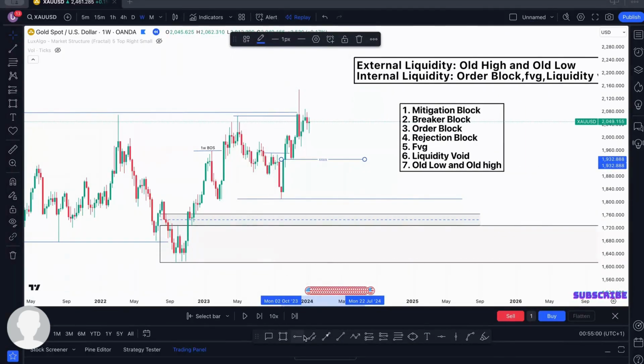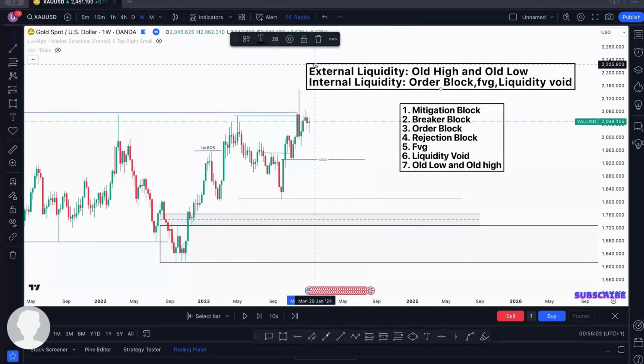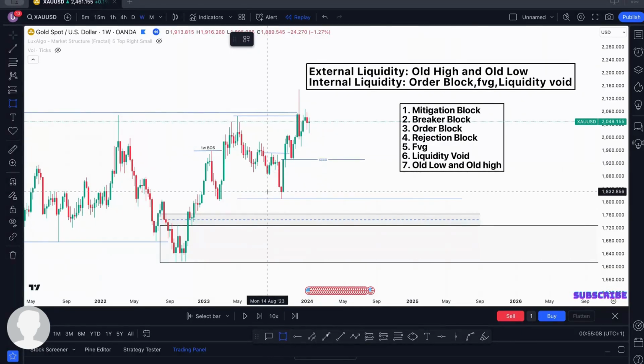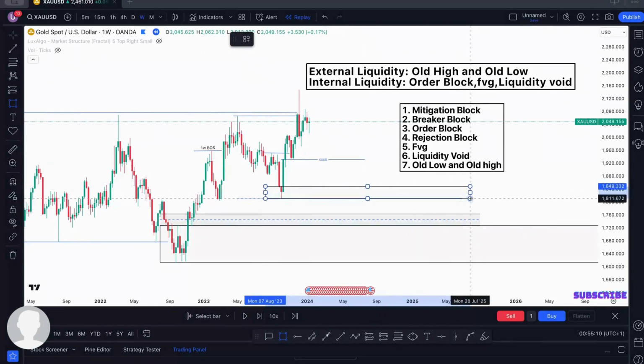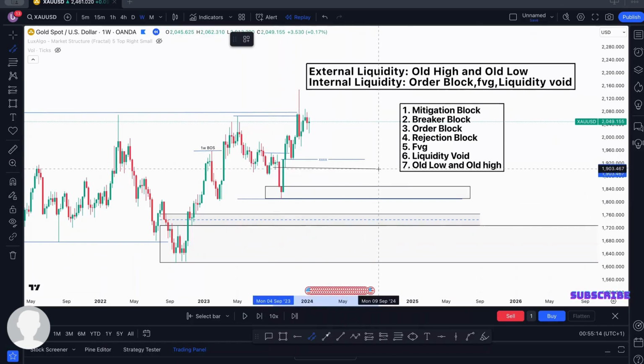As an inducement, the market has taken external liquidity. What is the market going to look for now? Internal liquidity. What do we have as internal liquidity? We have our order block here. We have our fair value gap here. This is on a 1 day chart, if you want to continue the trend of 1 day momentum.